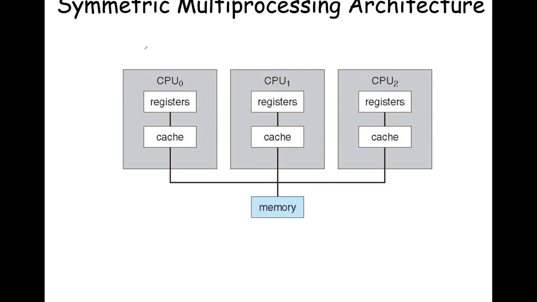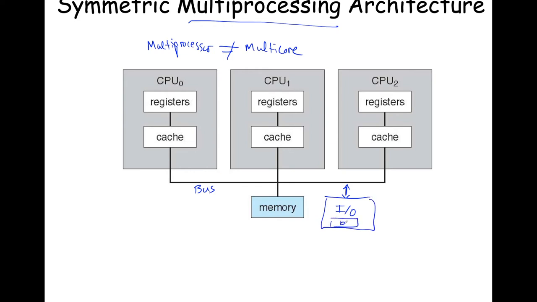Okay, so this is an example of a symmetric multiprocessing architecture. Multiprocessor is not the same as multi-core. Let me write that out. Multiprocessor is not equal to multi-core. They're not the same thing. This is a multiprocessing system architecture. So we have our bus, we have our memory, we also have our I/O controller. And that I/O controller, like we discussed before, is going to have a buffer. And you're going to have your I/O device, like maybe this is a disk controller, and we have our hard drive attached to it. So we have a typical von Neumann architecture.